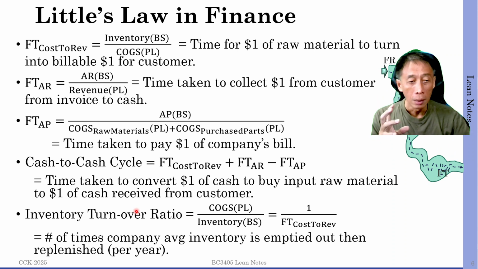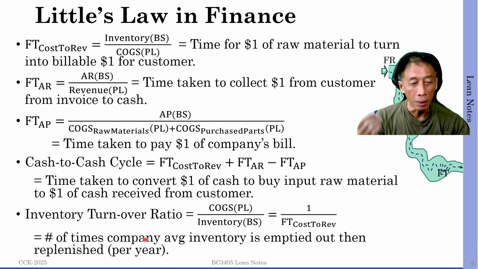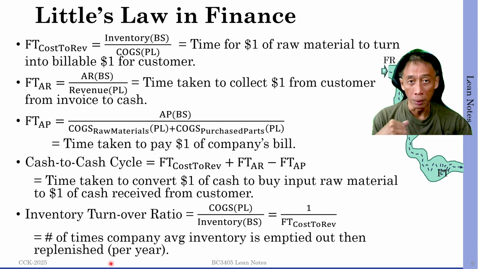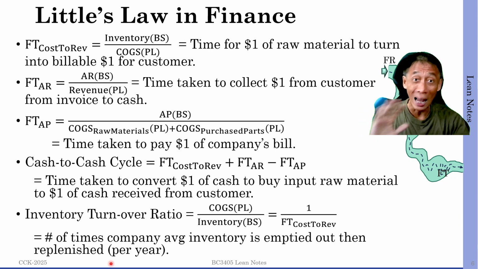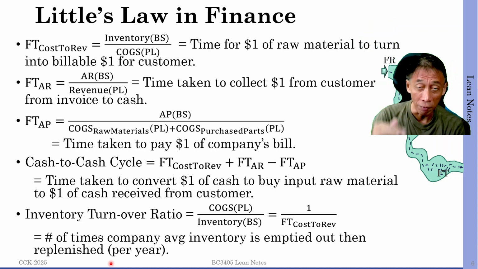Number two, this number, the higher, the better or worse for the company. Number of times the company's average inventory is emptied out and replenished. Now, of course, assuming demand is not a problem, whatever you make gets sold and turned into profit, right? Then the more times you turn over your inventory, average is 100%, right? So sometimes you have more inventory, sometimes you have less inventory.